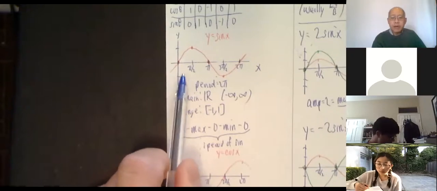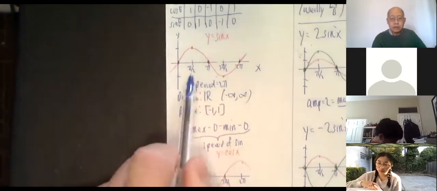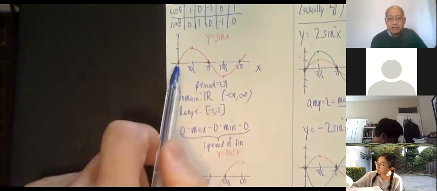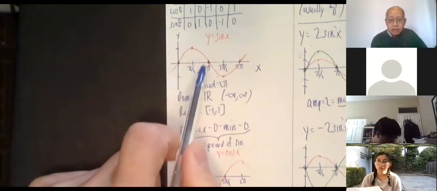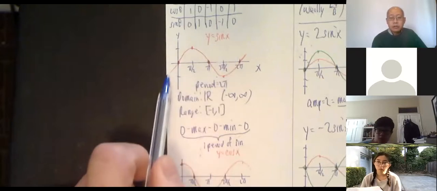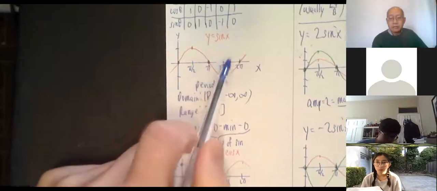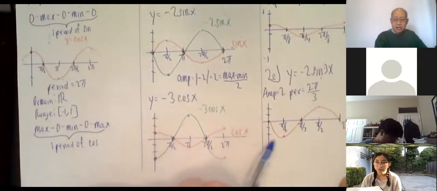sine goes 0, max, 0, min, 0. If you want to put this in your cheat sheet, you may. But the negative makes it start down first and then up. So it would start at 0 and it'll go to the minimum, 0, maximum, 0. So this graph is going to start down instead.